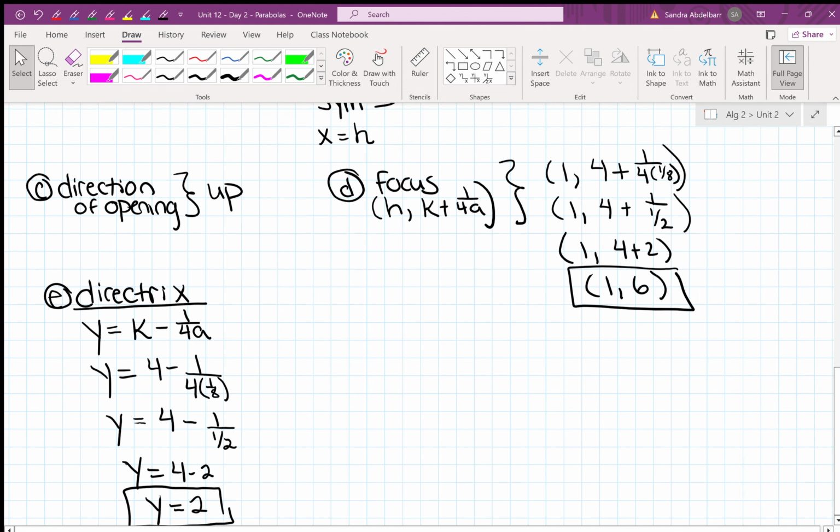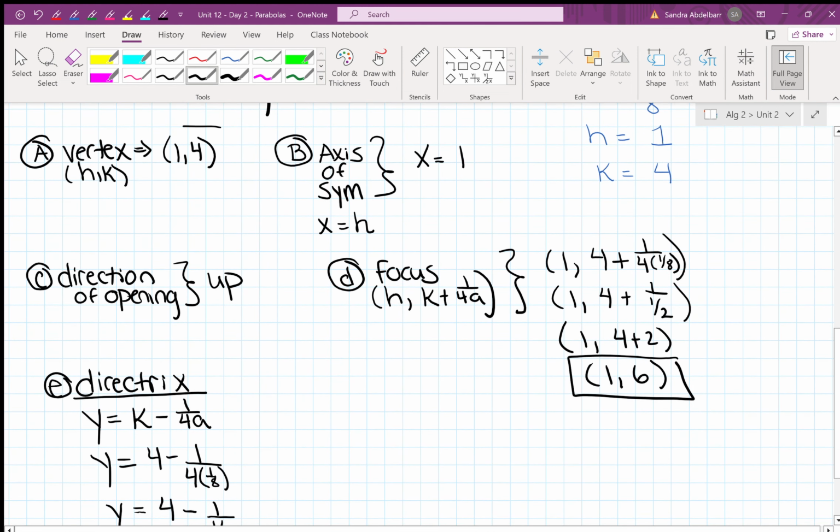Now we are ready to graph. I'm going to box all of our answers here. Here we go. All right, so now we're ready to graph.